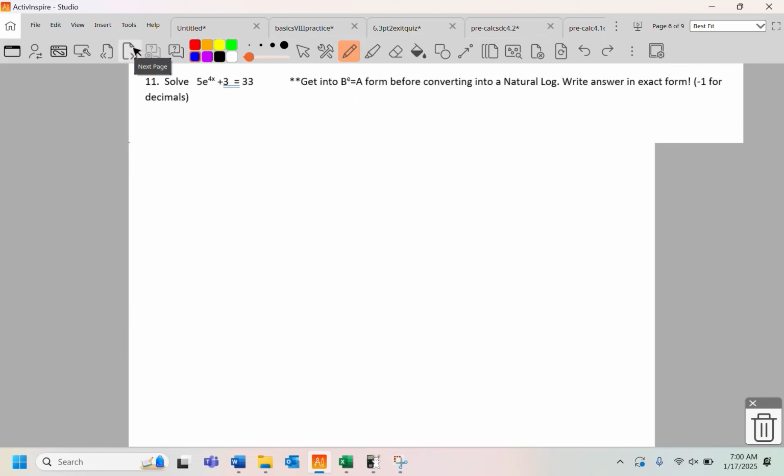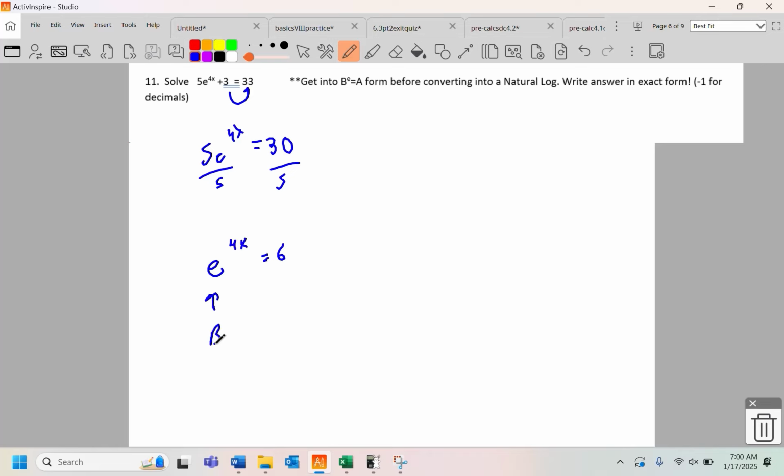Solve this guy. It says get it into b to the e equals a form before converting to a natural log. Write the answer in exact form, minus 1 for decimals. The reason there's a minus 1 for decimals is because you could have used your graphing calculator. But we're going to take away 3 from both sides. 5e to the 4x is 30. We're going to divide out the 5. e to the 4x is 6.